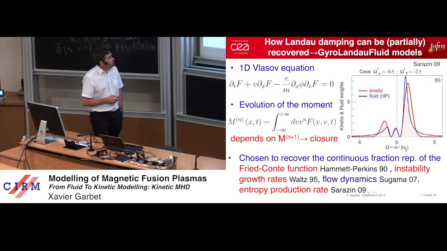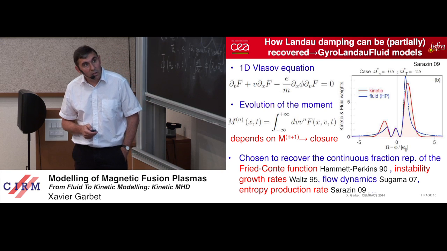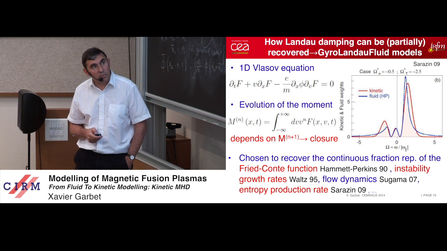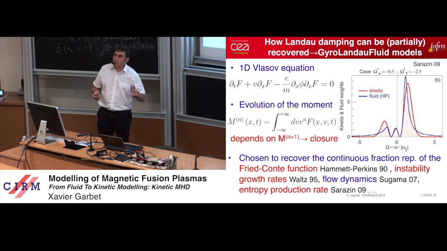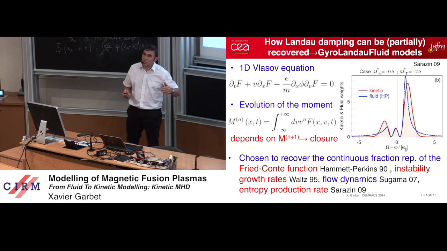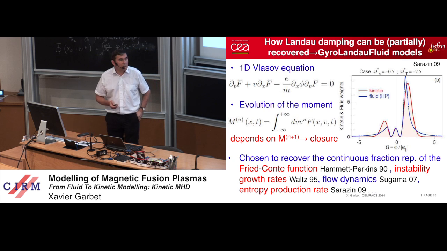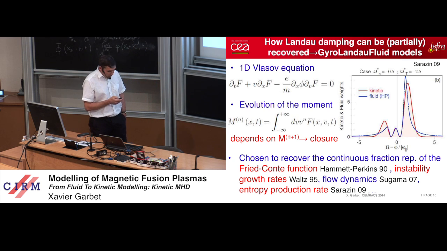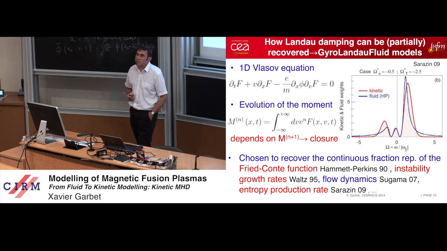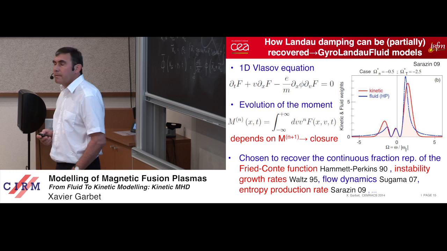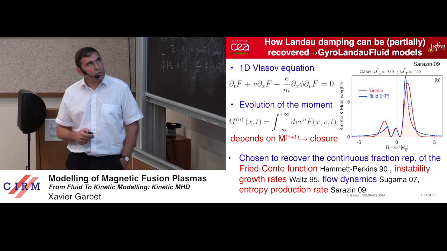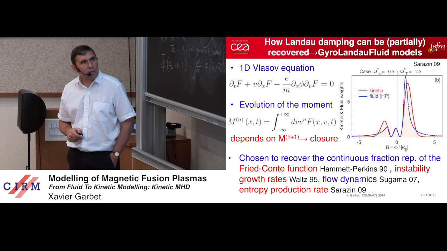If you look at one of the first papers on that, by Hammett and Perkins in 1990, it was exactly what I said. It was a comparison between the linear response kinetic and the linear response fluid. But you can also have other choices. One by Ron Waltz and co-workers was to actually match the instability growth rates, because in his mind that's what counts for a turbulence problem. So you find something close, but not the same as Hammett-Perkins.